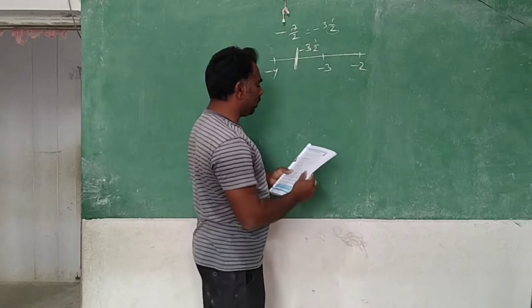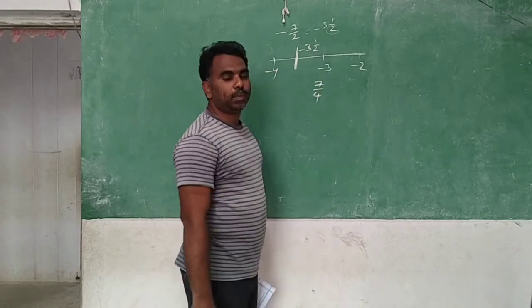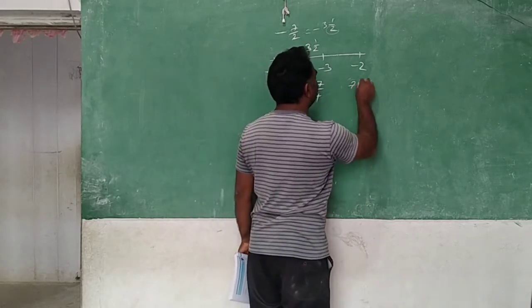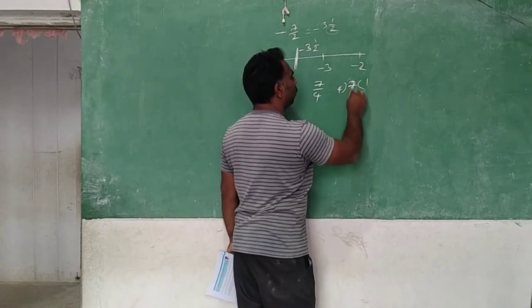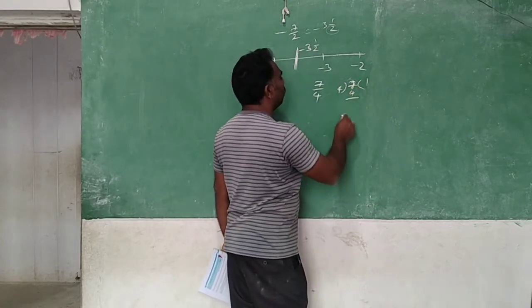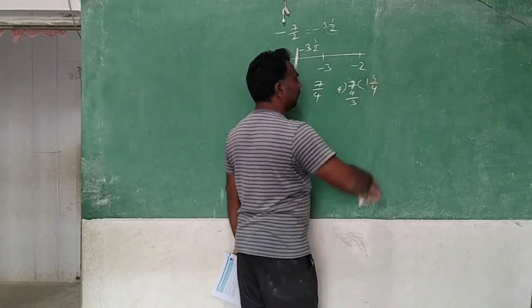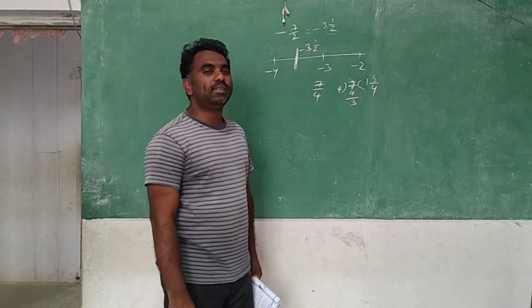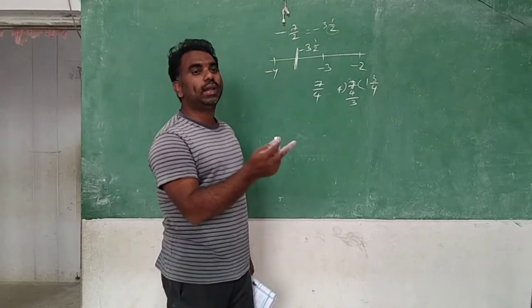And you see one more number, it is 7 by 4. It is also improper. When improper is there, we will convert that into a mixed fraction. So 4 ones are 4. So what is left here? 3. So what is the meaning? It is 1 3 by 4. 1 3 by 4 means it is in between 1 and 2.